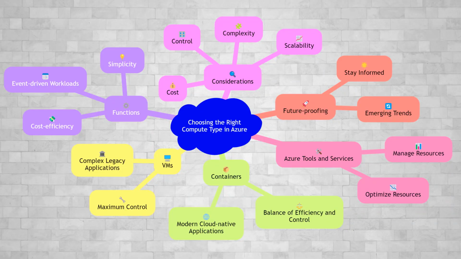Choosing the right compute type in Azure depends on your specific needs and constraints. VMs offer maximum control and are suitable for complex, legacy applications. Containers provide a balance of efficiency and control, ideal for modern, cloud-native applications. Functions offer simplicity and cost efficiency for event-driven workloads. Consider factors such as control, scalability, cost, and complexity when making your decision. Leverage Azure's tools and services to manage and optimize your compute resources effectively. Stay informed about emerging trends to future-proof your infrastructure.